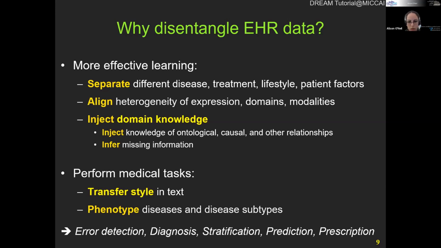And if we look closer to the models, similarly to the way that we would use content style models in imaging, we can use the same kind of models in text. So we might be interested to transfer style, and we might increasingly be interested to be able to phenotype diseases and disease subtypes. And if we can achieve this disentanglement, we can do a variety of tasks, from error detection and diagnosis and stratification through to prediction and prescription.